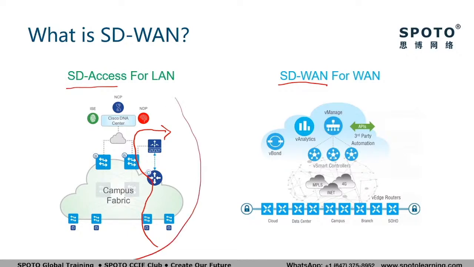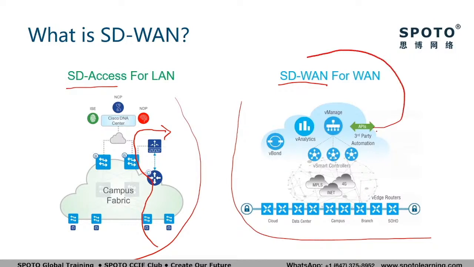It's the boundary over here, right? One is SD-Access, the other is SD-WAN. The answer is this third-party API. This third-party API will have the communication to the DNA Center. So they talk to each other to tell the traffic how to go through to access each other.